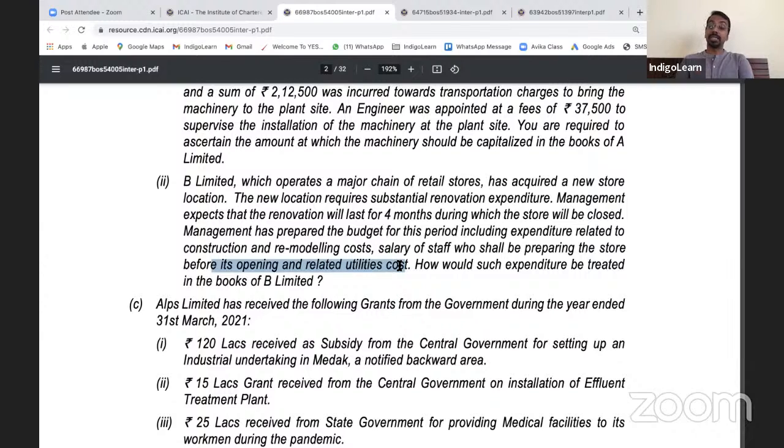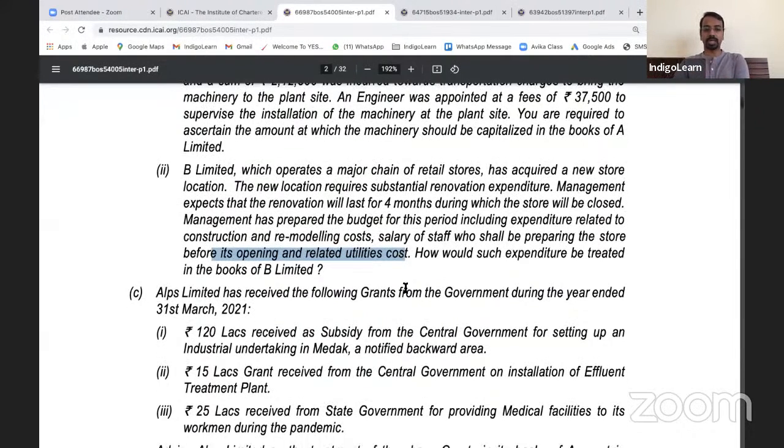So, if they are necessary to bring the store to the current condition and location, the remodeling and reconstruction will be capitalized. But if those employees' costs represent idle time of employees, which should anyways have been incurred, not specifically in relation to this particular store, then it will not be capitalized. Here both the arguments can be given.